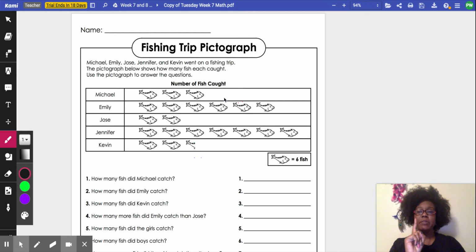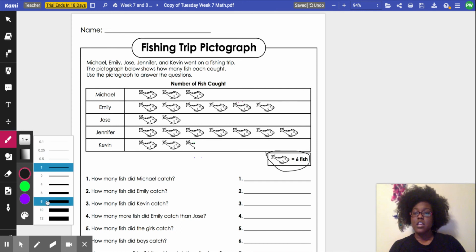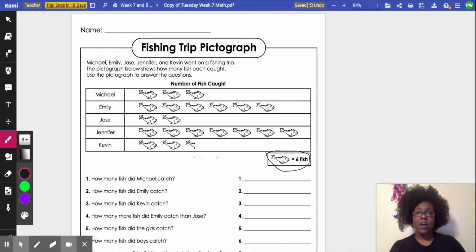So the first thing we do when we have a pictograph is we circle the key. The key says that each fish is equal to 6 fish. And what I always tell my students to do first is to go ahead and figure out how many would be half a fish. So what I have them do is if a fish is 6, they draw 6 dots.